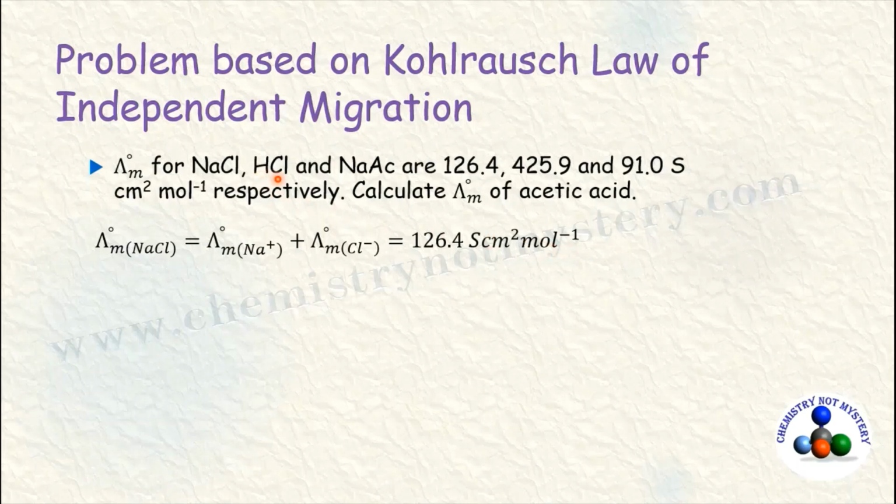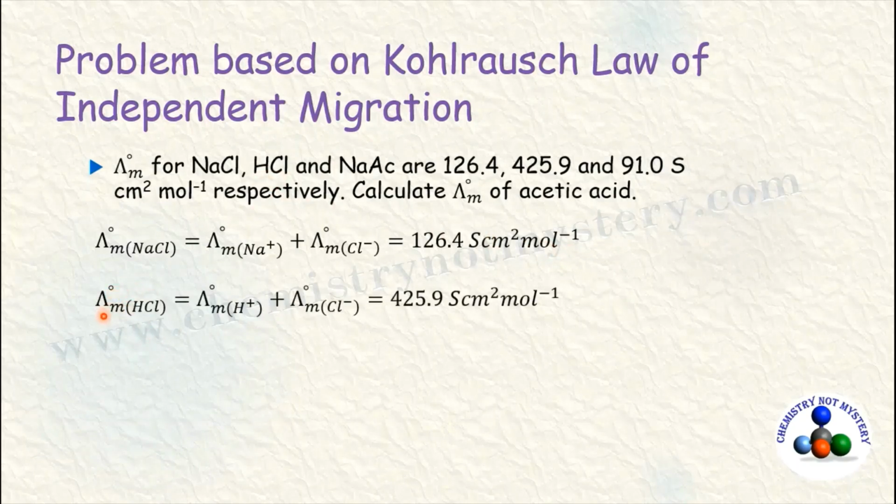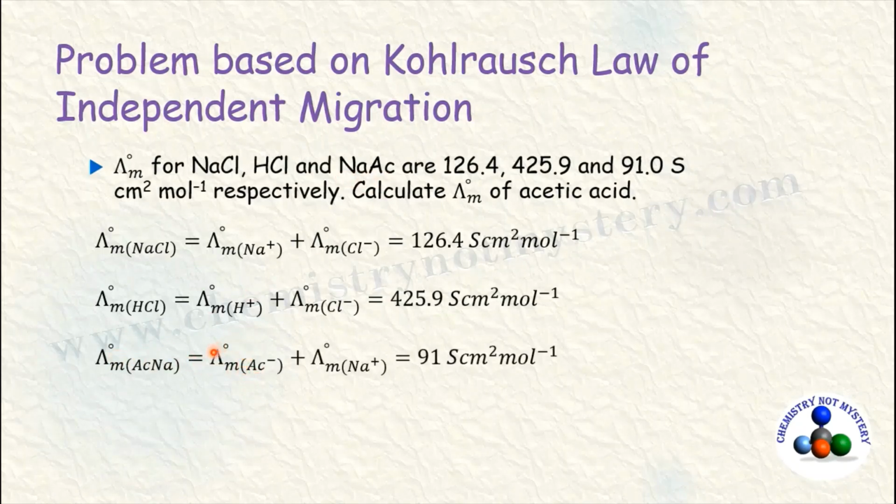Now write the equation for HCl. So here you will get limiting molar conductivity for HCl will be equal to limiting molar conductivity of H plus ion plus limiting molar conductivity of Cl negative ion. And it is equal to 425.9 Siemens centimeter square per mole. Now write the limiting molar conductivity of sodium acetate. It is equal to limiting molar conductivity of acetate ion plus limiting molar conductivity of Na plus ion. And it is equal to 91 Siemens centimeter square per mole.